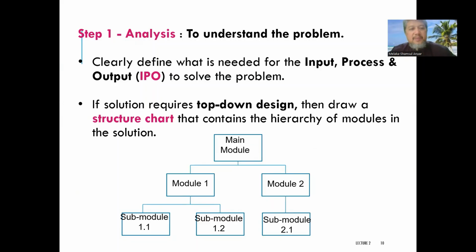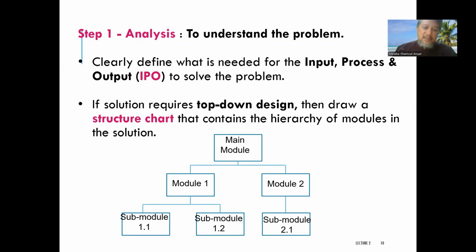And then step number 1, analysis. So this is going to the details. This is part of understanding the problem. Clearly define what is needed in the input, process, and output, IPO, to solve the problem. IPO means input, process, and output. If the solution requires top-down design, then draw a structure chart, which contains the hierarchy of modules in the solution.